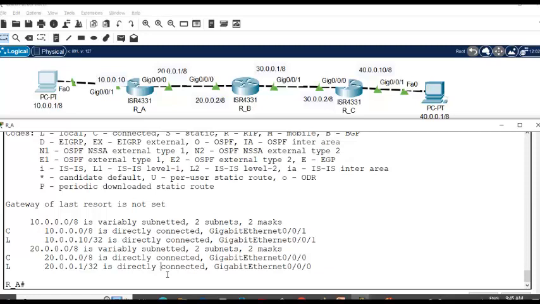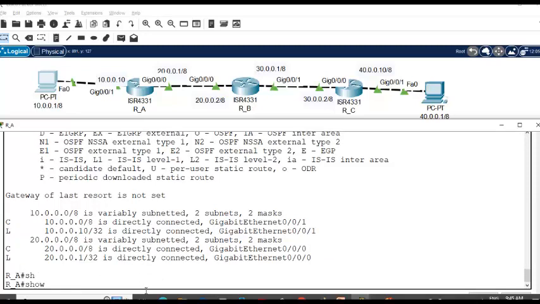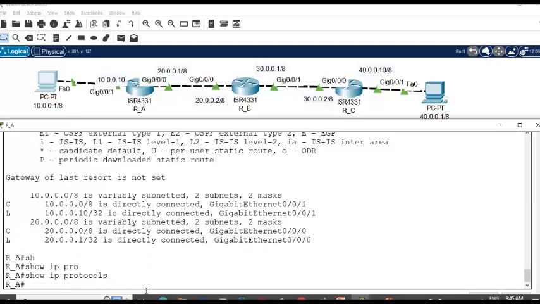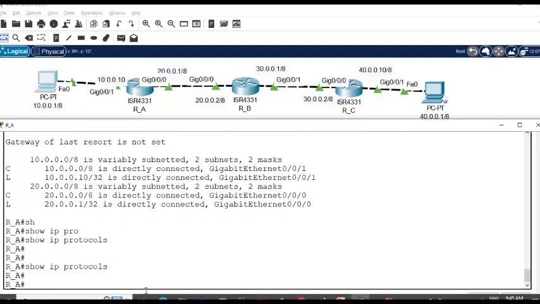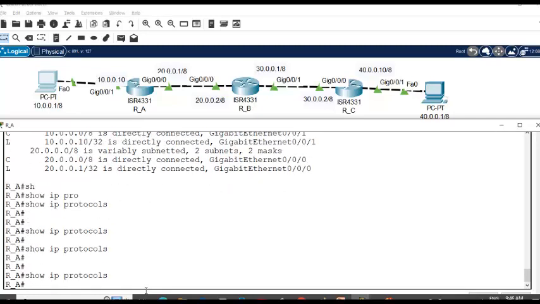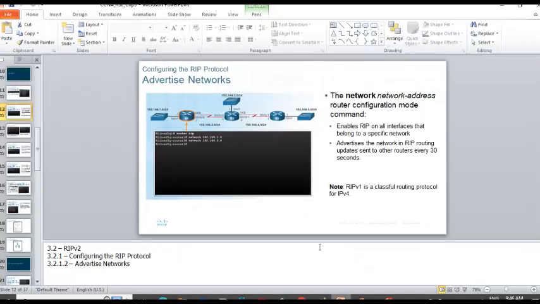Should we say 30? No, you should not say. You should not say 30 and 40 in this router. 30 and 40 will be dynamically learned because of the advertisement that will be sent from B and C.